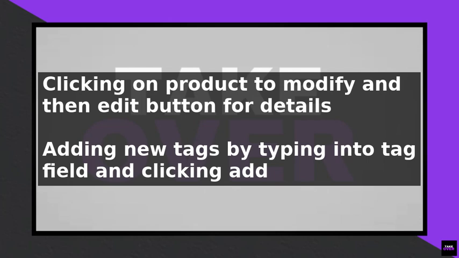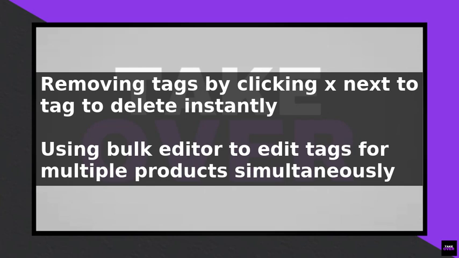You can also use the bulk editor to edit tags for multiple products at once. To do this, select the products you want to edit, and then click on the Edit Products button. From here, you can add or remove tags for all the selected products.